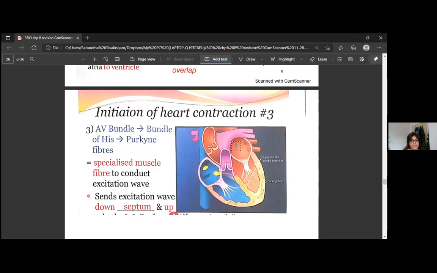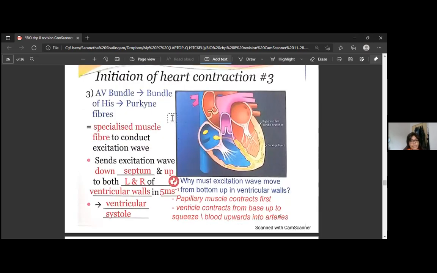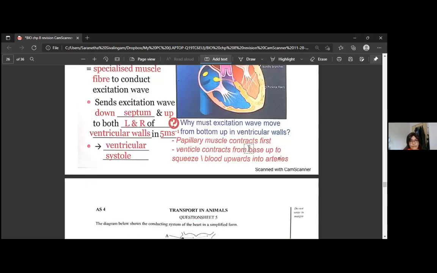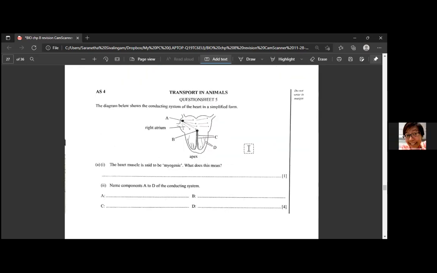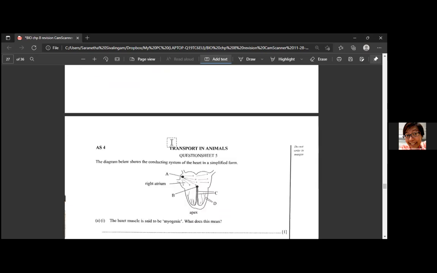And then next, it passes the excitation wave from the AV bundles to the bundle of His and then to the Purkinje fibers. So these are specialized muscle fibers to conduct the excitation wave. It sends the excitation wave down the septum and up to both the left and right ventricular walls, and then ventricular systole. So can I just add?